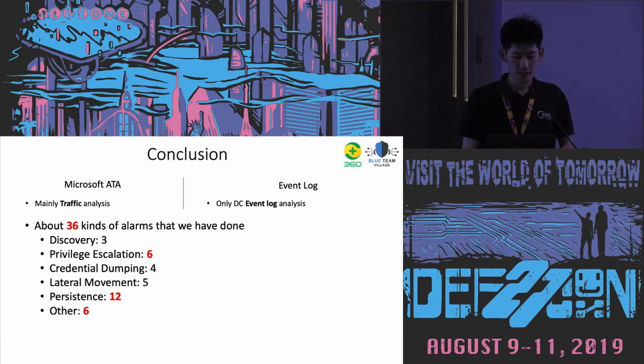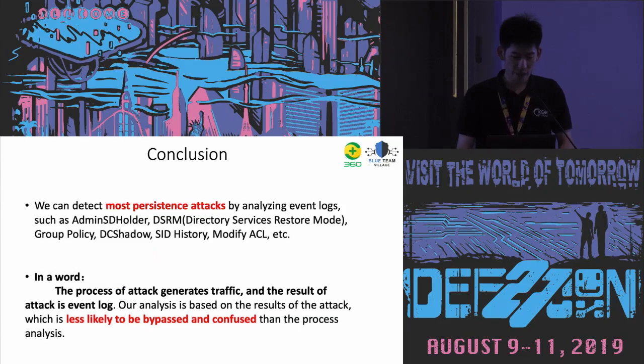We only do the DC event log analysis. It's lightweight and easy to deploy. And we have finished about 36 kinds of alarms belonging to different kill chain stages. We can detect most persistence attacks by analyzing event logs, such as AdminSDHolder, DSRM, group policy, DCShadow, SID history, modify ACL, and so on.